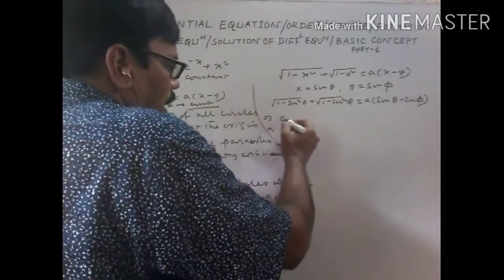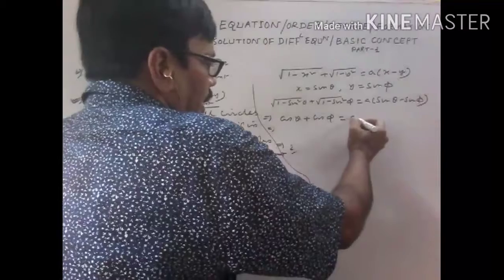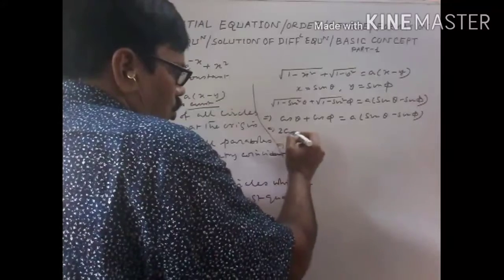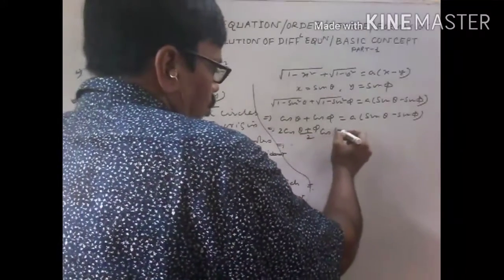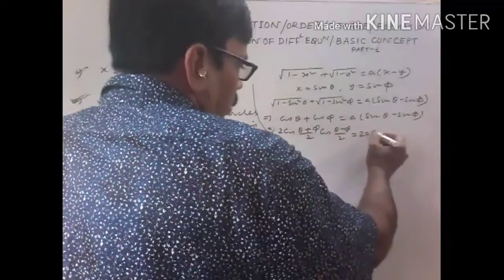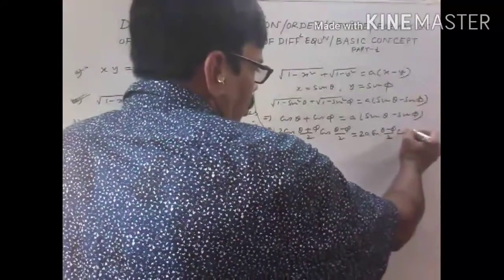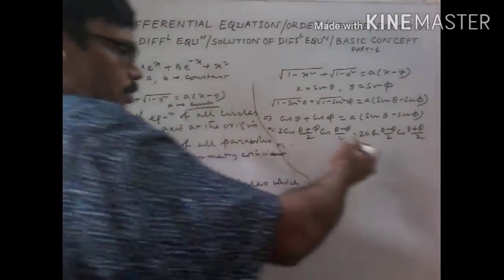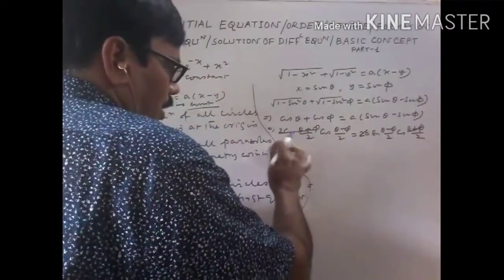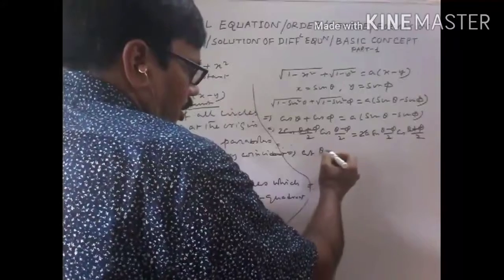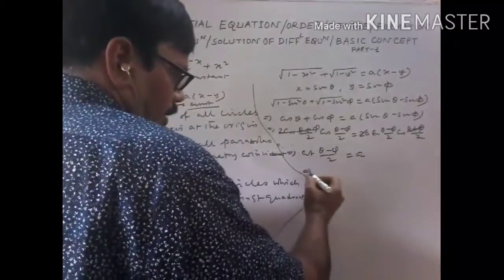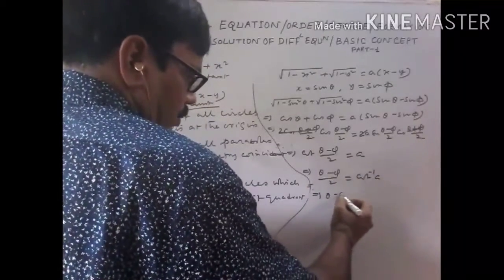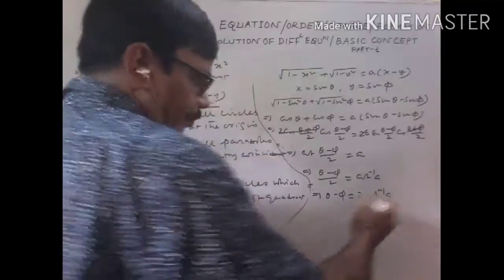Now this implies cos theta plus cos phi equals a into (sin theta minus sin phi). Now this implies 2 cos((theta plus phi)/2) into cos((theta minus phi)/2) equals 2a sin((theta minus phi)/2) cos((theta plus phi)/2). Using the formula of cos C plus cos D and sin C minus sin D, the 2 cos((theta plus phi)/2) cancels. So cos by sin, this is cot((theta minus phi)/2) equals a. So (theta minus phi)/2 equals cot inverse a. So theta minus phi equals 2 cot inverse a.